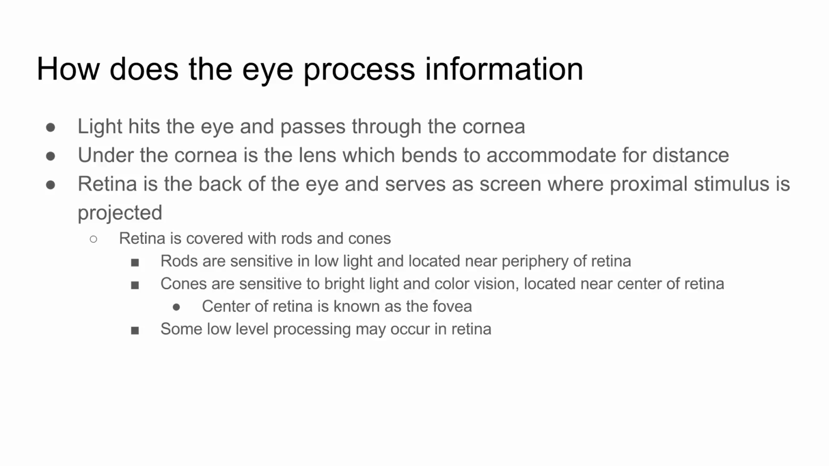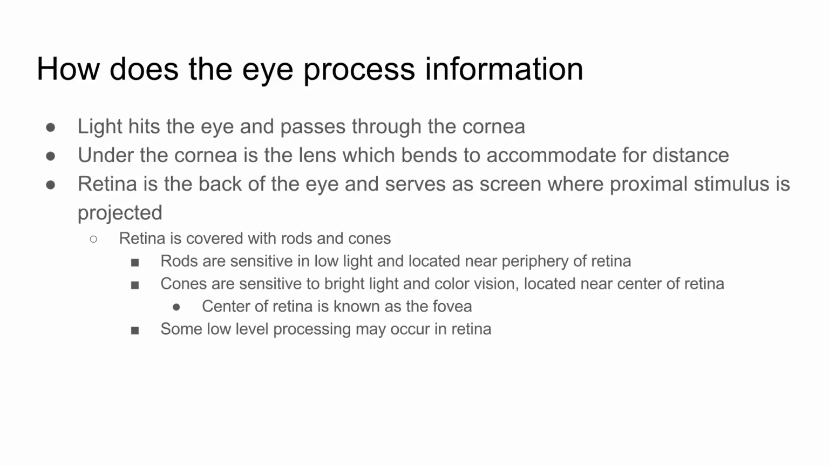And then at the back of your eye is what is known as the retina, all along the back, and that is basically the projector screen where this proximal stimulus is sent. The retina is where that light, that information, is received, and it is projected on the back of your eye. The retina is covered with two different items that you need to know and know the difference between. There are rods and there are cones.